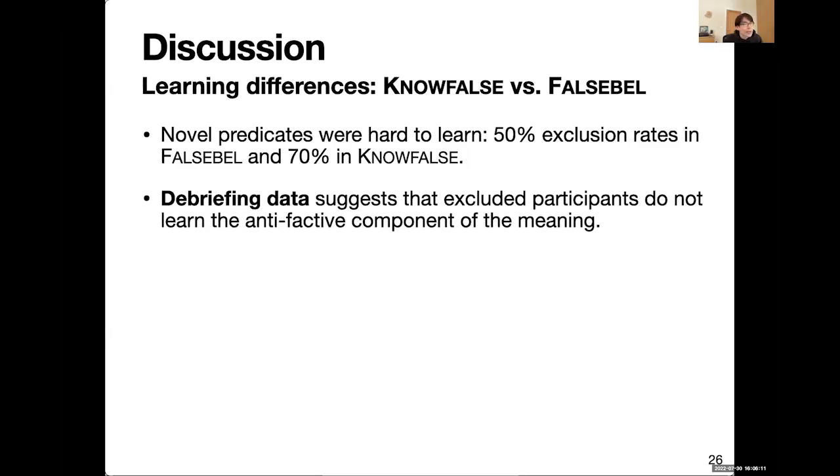The debriefing data suggests that we have some insight into why this was happening. The debriefing data suggests that excluded participants do not learn the anti-factive component of the meaning, so the component of the meaning that suggests that the complement is false. Many participants who failed the exclusion in the false belief condition suggested that the predicate means believe. And many participants in the no-false condition suggested that the predicate means no.